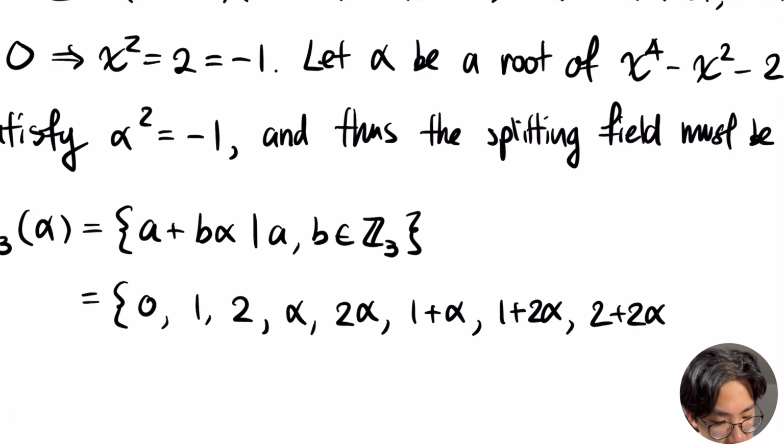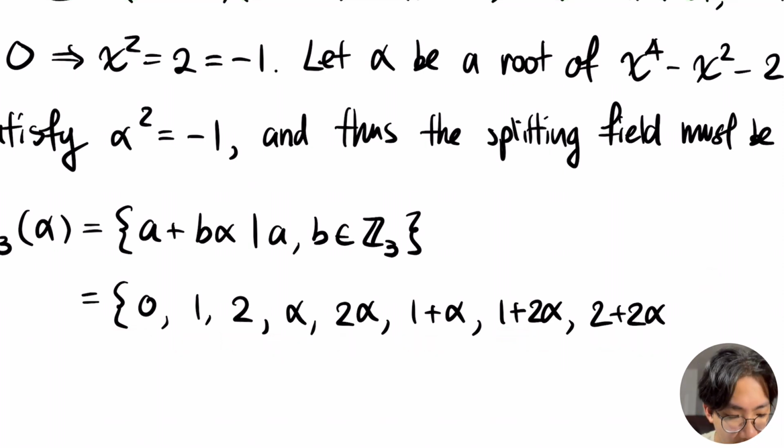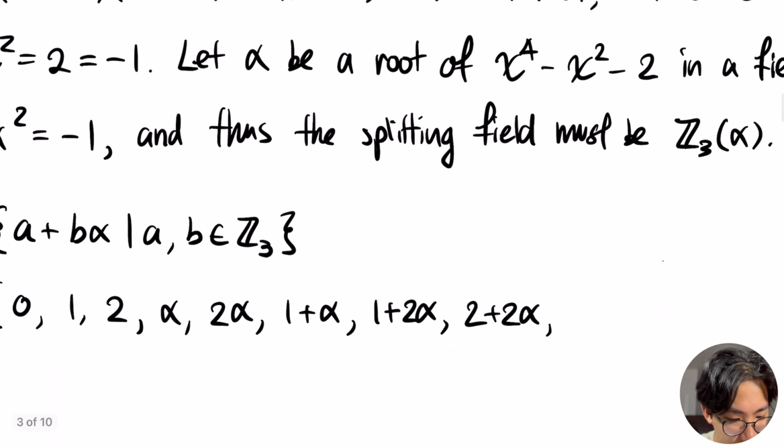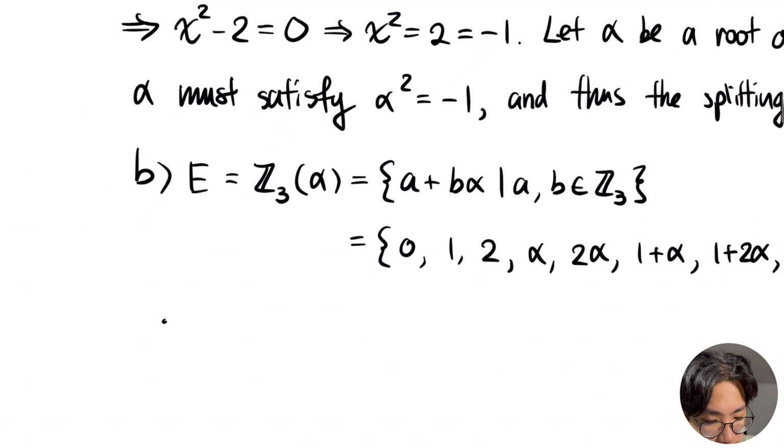Let's see how many we have here. So 1, 2, 3, 4, 5, 6, 7, 8. We're still missing 1. We're missing 2 plus alpha, I believe. Yeah, 2 plus alpha as well. So this is where a is 2 and b is 1. So these are the precise 9 elements. And then we can just write a quick conclusion. So we can say, therefore, E here, our splitting field, has 9 elements.